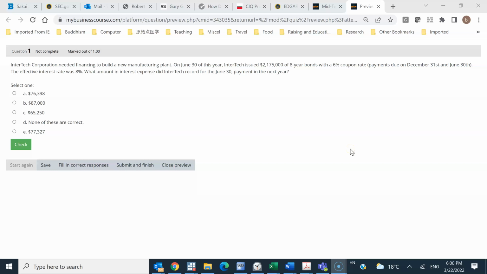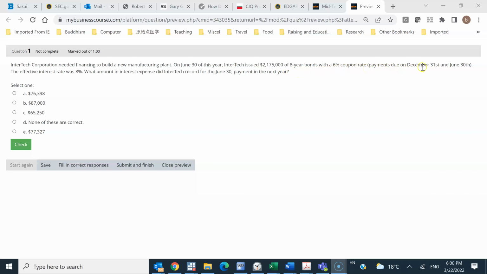This is question number 22 of the midterm exam. Intertech Corporation needed financing to build a new manufacturing plant. On June 30th of this year, Intertech issued $2,175,000 of 8-year bonds with a 6% coupon rate.